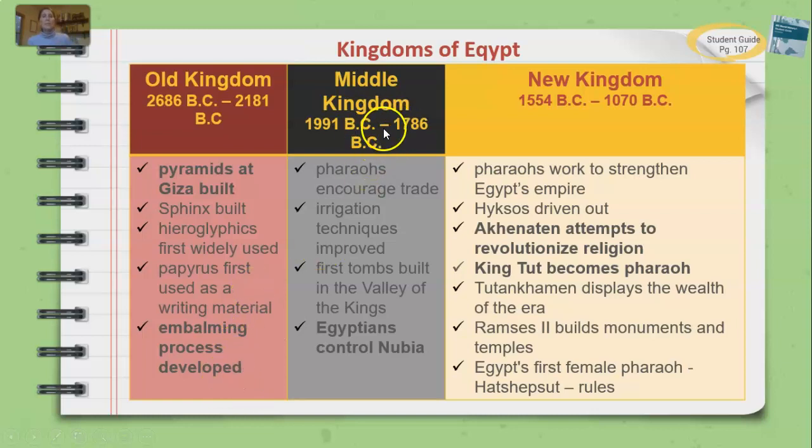And then if we take a look at the Middle Kingdom, pharaohs encouraged trade. Irrigation techniques improved. First tombs were built in the Valley of the Kings. And then the Egyptians controlled Nubia.